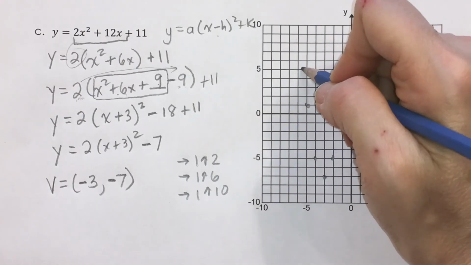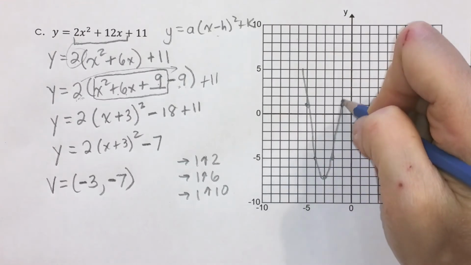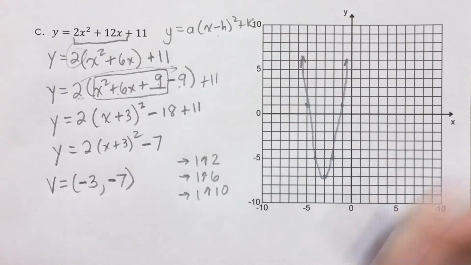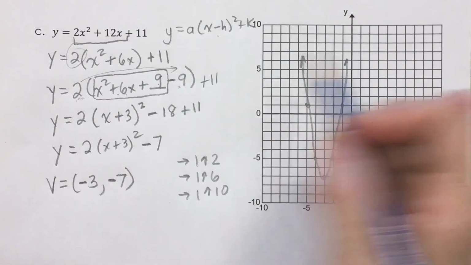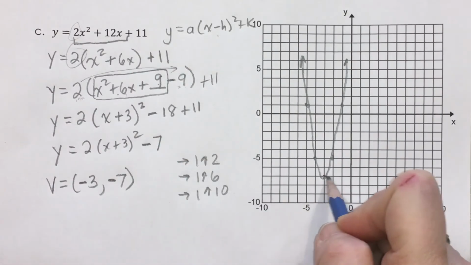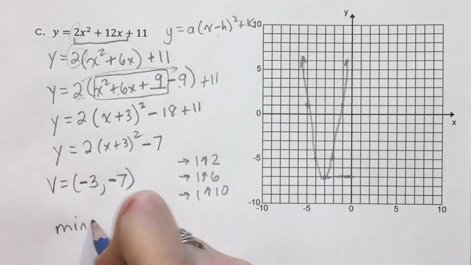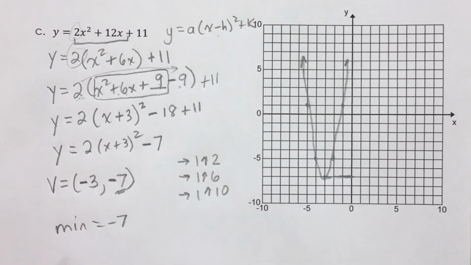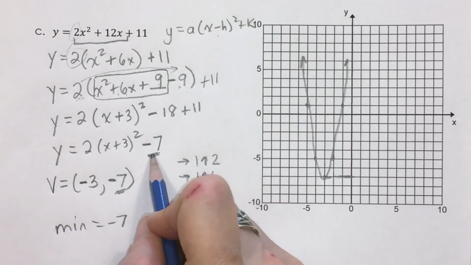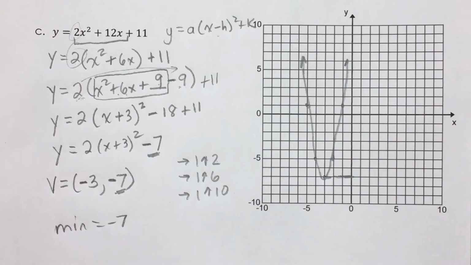And 10's not going to quite fit on. So just arrows on the end. There's our graph. We've got our vertex. Now this one opens upward because the a value is positive, so it's going to have a lowest value, no maximum, but a minimum value of negative 7, which is the y coordinate of the vertex, or the k value in the equation. Okay? All right. Next question.